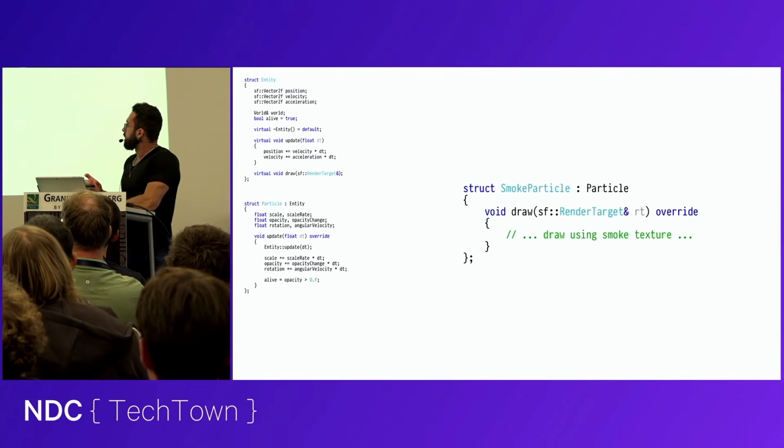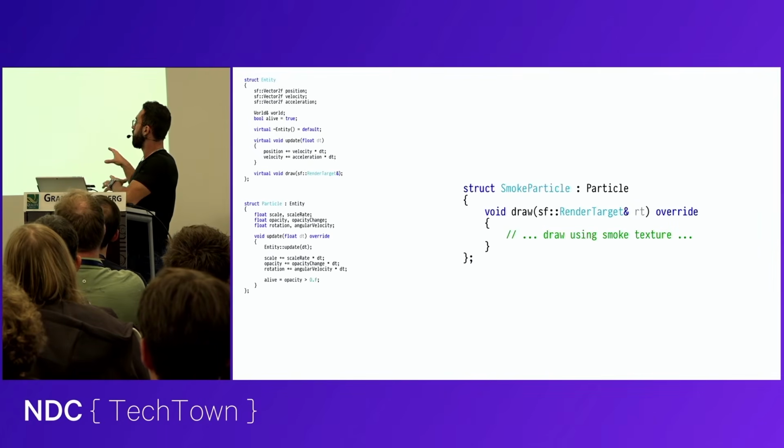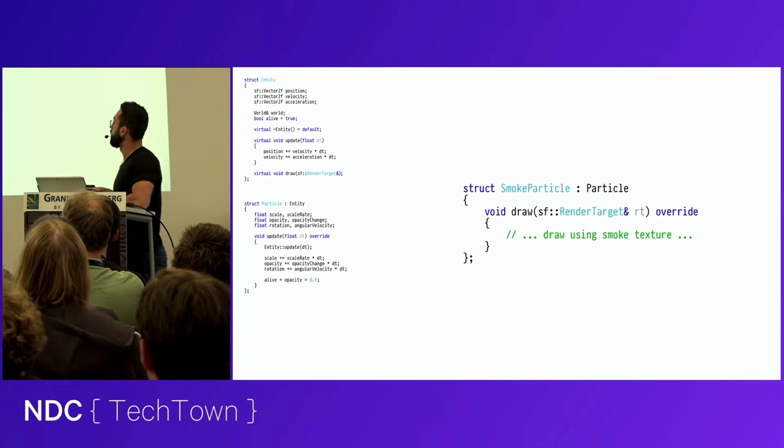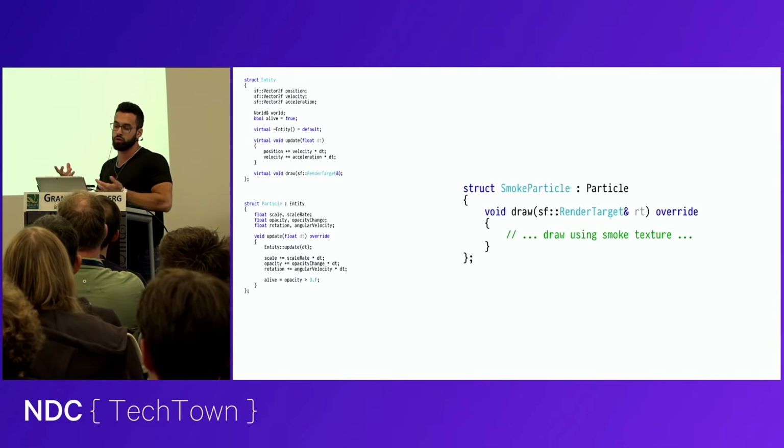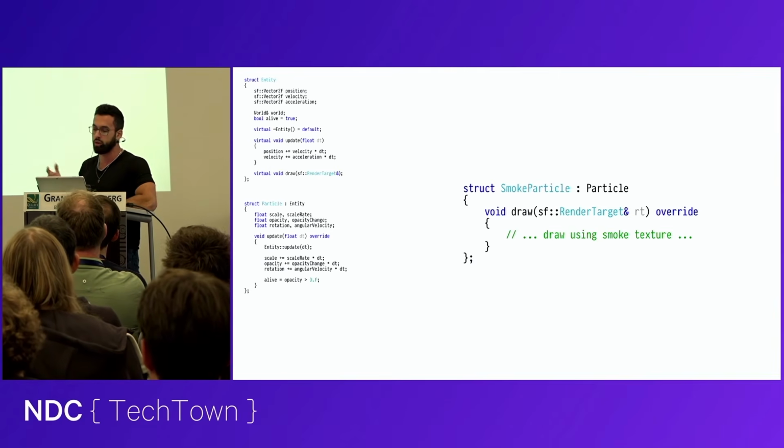Just to show you an example of a very simple derived class, the smoke particle would just derive from particle. It is exactly the same. We only override the draw here, and we specify that we're going to draw using the smoke texture. And you could do the same for the fire particles or other kinds of entities you want to add in the future.